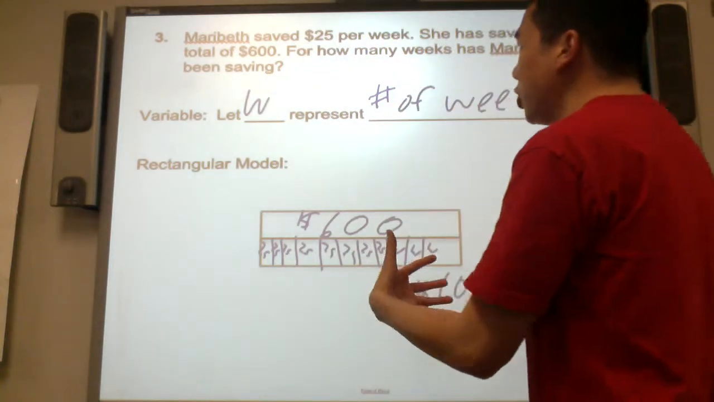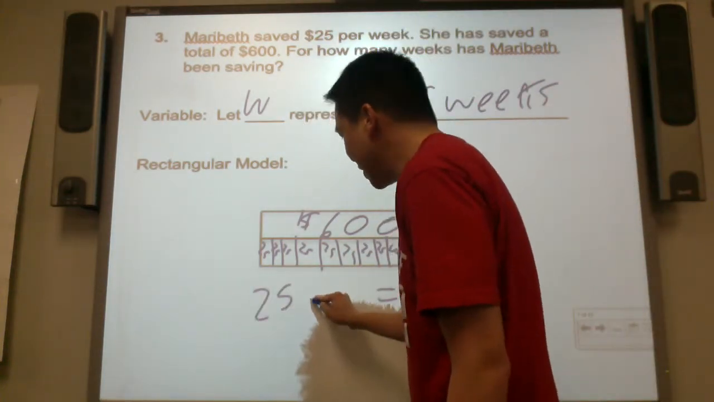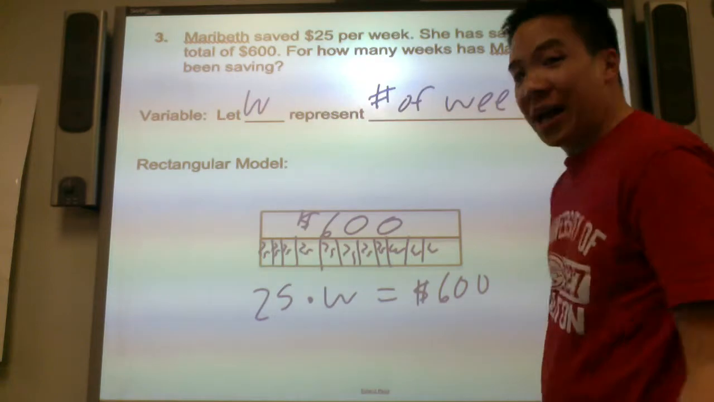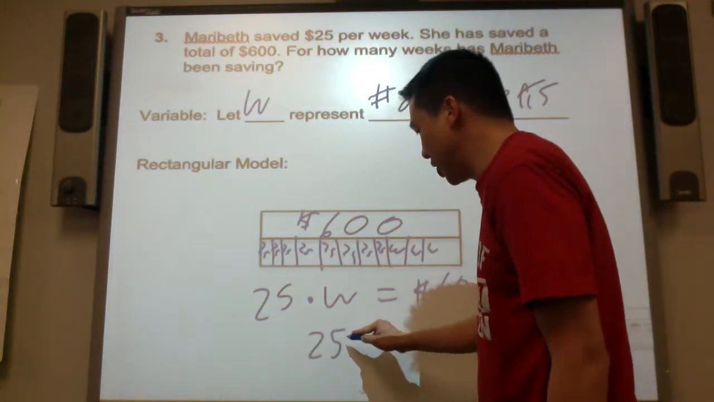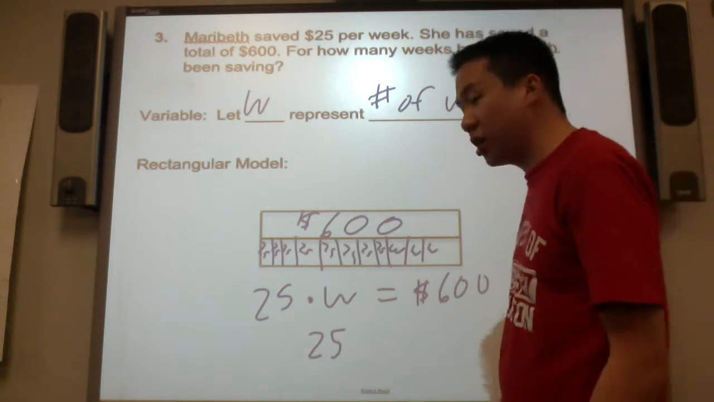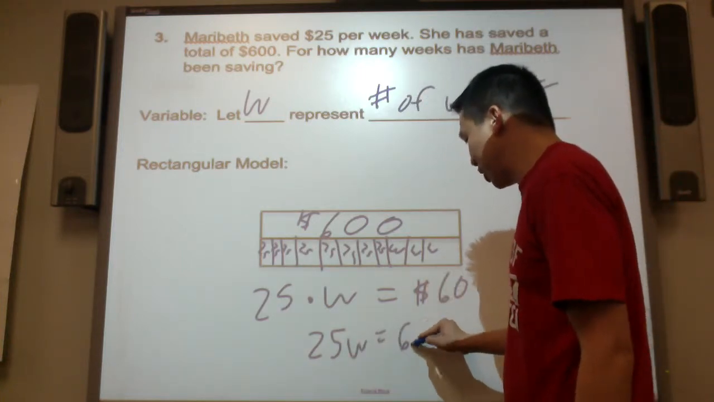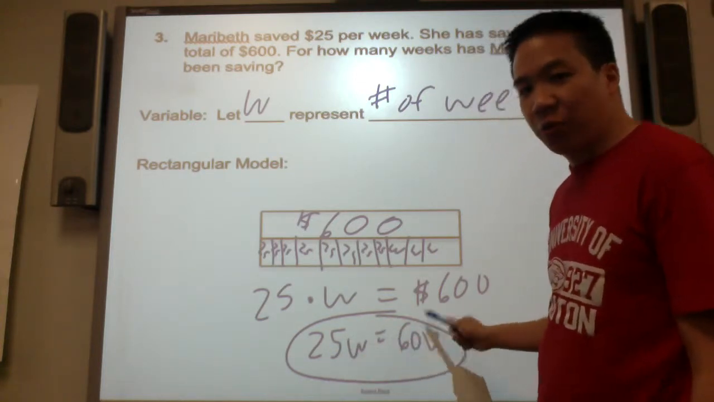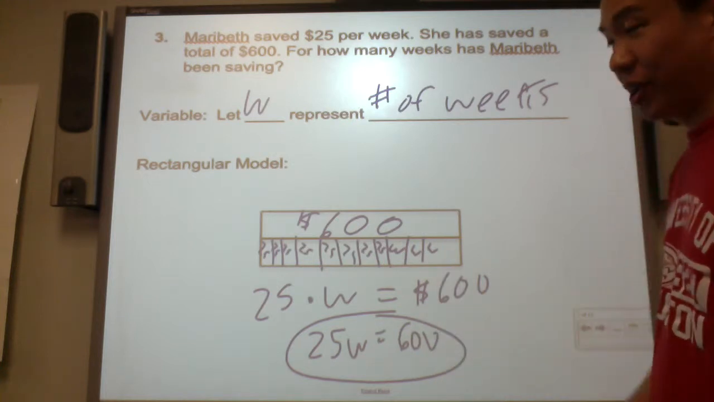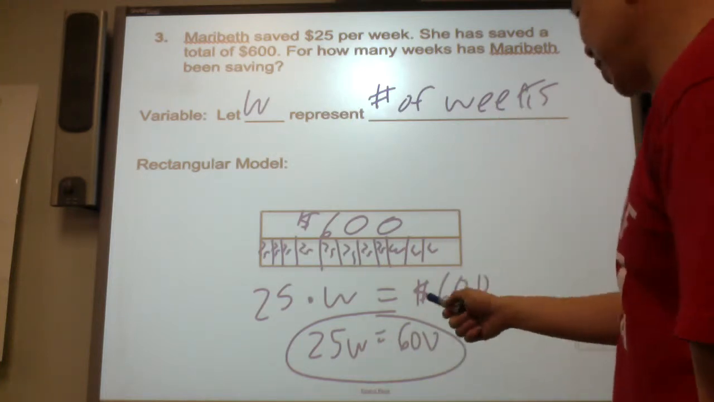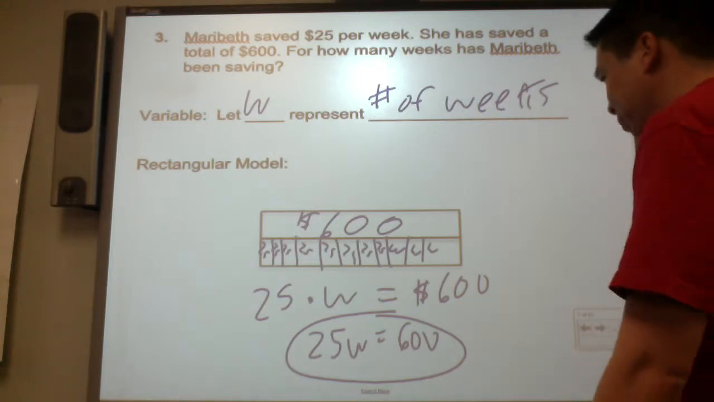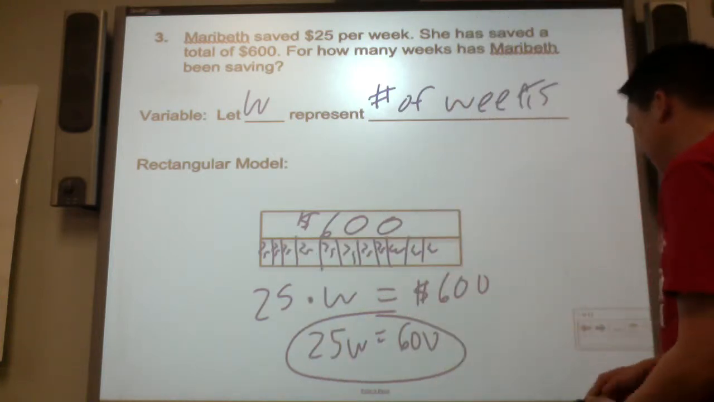So how do you represent $25 per week? So it's 25 times W. So she saved $25 times the number of weeks equals $600. Is there another way to rewrite this? You could write it as 25 parentheses W equals $600. Or what about 25W equals $600? And this is how you write its equation. So $25 each week equals $600. And it didn't ask us to solve it, but if I had to solve it, how many 25s go into 600? Let's see, 24 weeks. So I would have to try 24 weeks.